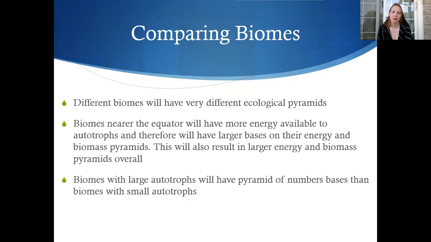We can also compare biomes by comparing their ecological pyramids. Biomes near the equator, like we talked about, tend to have more energy available to the autotrophs because there's more sunlight, so therefore more photosynthesis happening, which will give us larger bases on both our pyramids of energy and our pyramids of biomass. And then biomes with large autotrophs will have pyramids of numbers that are fairly small compared to normal pyramids of numbers.